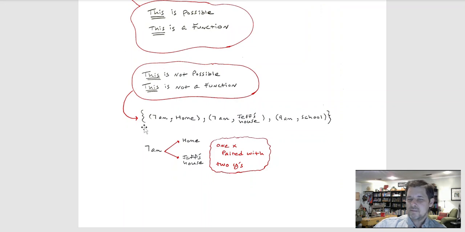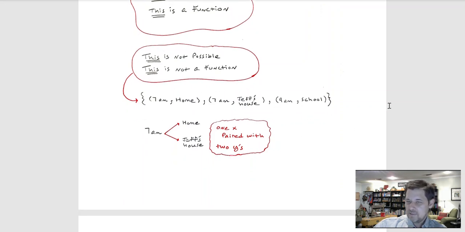Okay, then my day would be something like this. At 7 a.m. I am at home. That's what 7 a.m. comma home means, that 7 a.m. is paired with home. And then the next one says 7 a.m. I'm at Jeff's house, whoever Jeff is. Okay, and then 9 a.m. I'm at school.